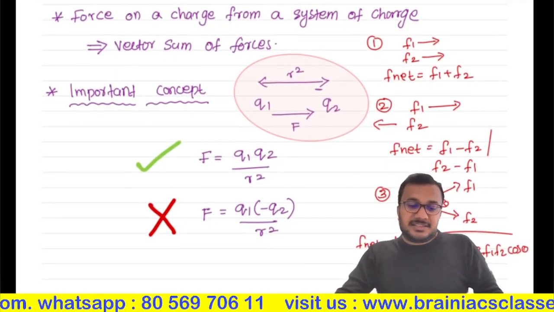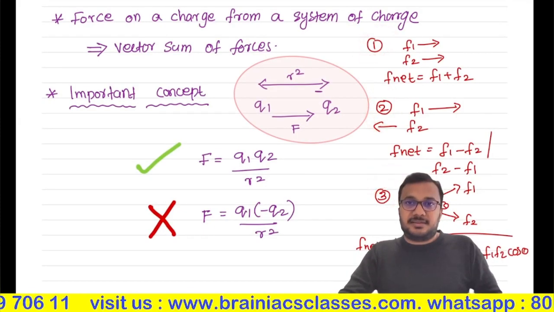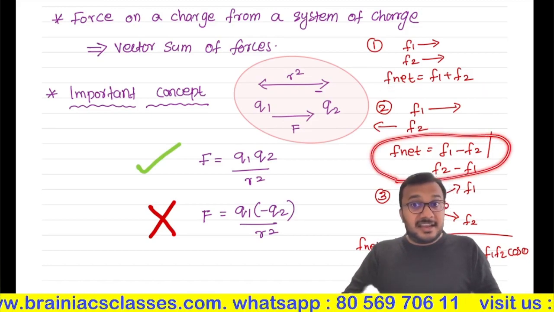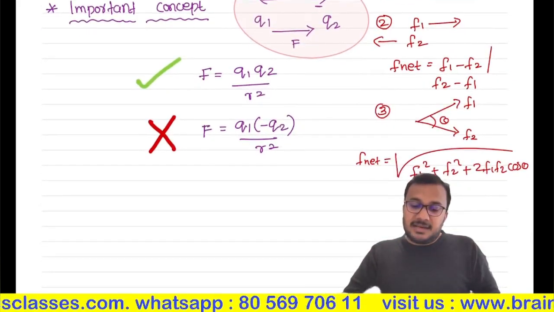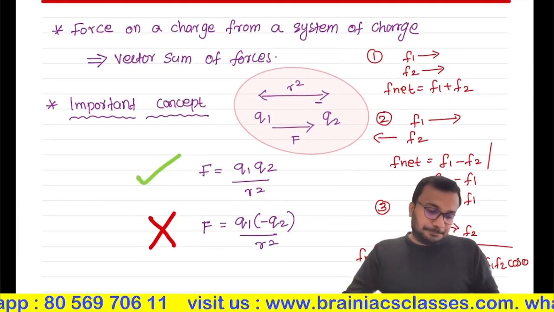Case number 1, case number 2, case number 3. These three cases are called the vector sum. If it is in the same direction, we add. If it is in the opposite direction, we subtract, in any order, it doesn't matter. And the third one, F1, F2, angle between them: 2 F1 F2 cos theta.